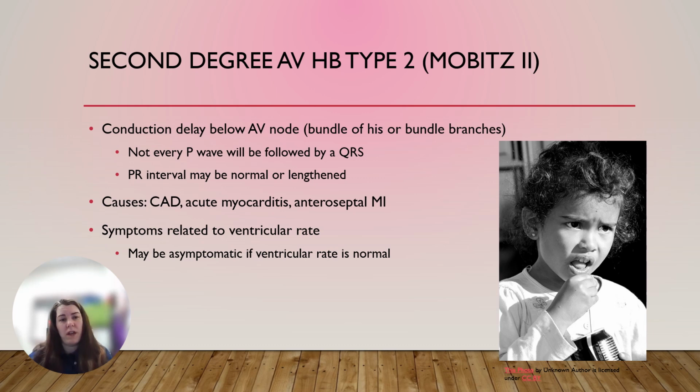But moving on, we have our second degree AV heart block type 2 or Mobitz 2. This is when we have a conduction delay that's below the AV node, which happens in the bundle of His or in your bundle branches. So not every P wave will be followed by a QRS complex, and your PR interval may be normal or it may be lengthened. Some causes: coronary artery disease, acute myocarditis, or an anteroseptal MI.